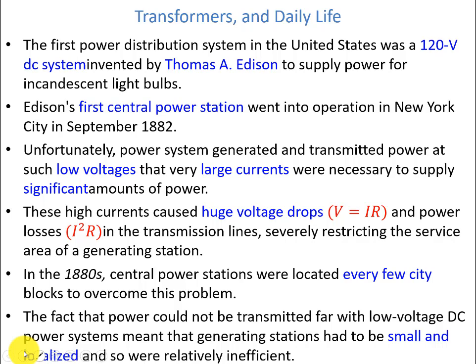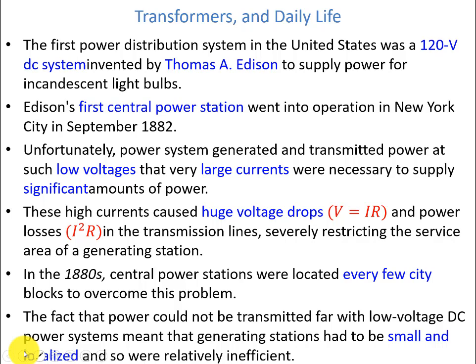But there was a problem with this DC transmission, that the power system generated and transmitted power at such low voltages that very large currents were necessary to supply significant amounts of power. So obviously, we know that if we have the large current, the conductor should be very thick. So the large currents actually produce huge voltage drops and the power losses, which are the I square R losses in the transmission lines. So it was not possible to transmit over a long distance.